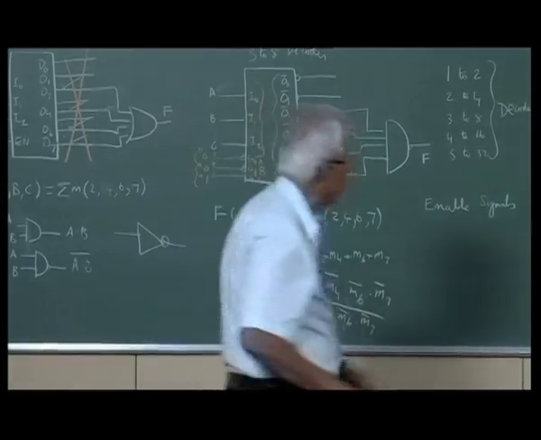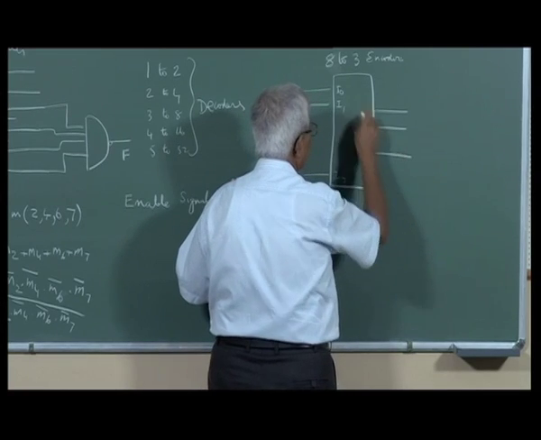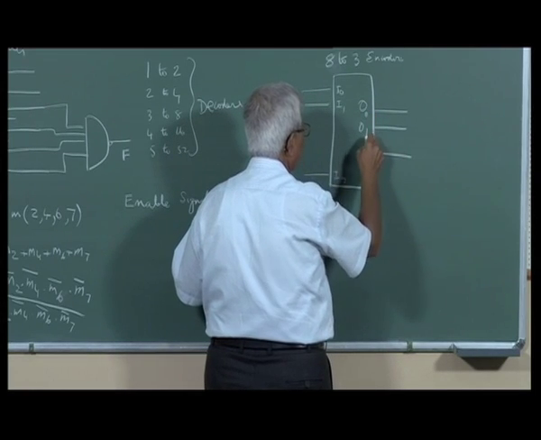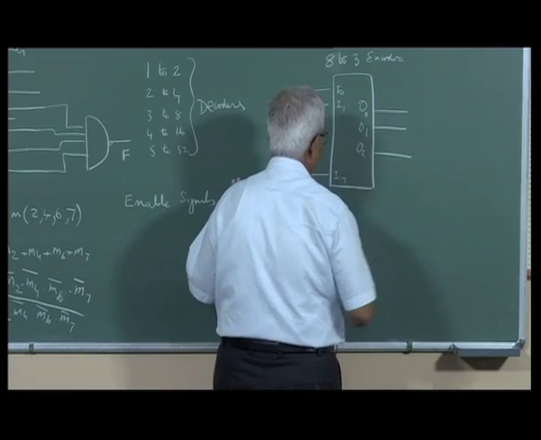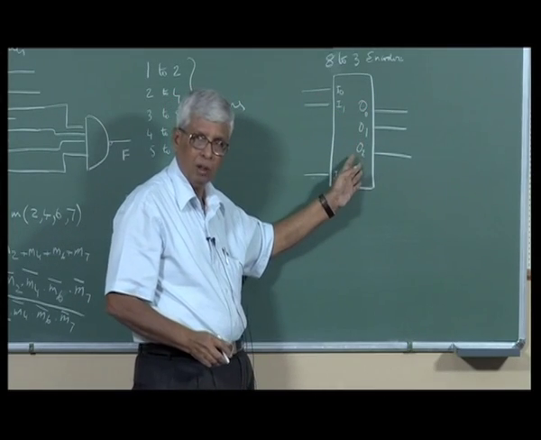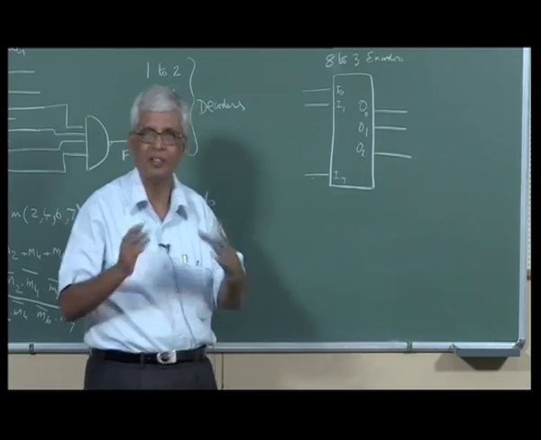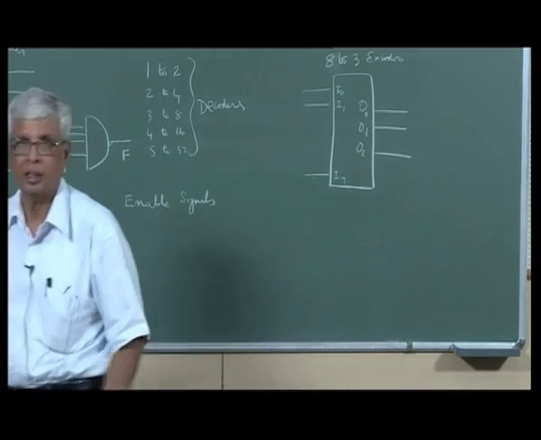Now, 3 outputs, O0, O1, O2. Here also there are positive outputs or low outputs, high outputs, enable, everything is there. I am not going to discuss every one in detail, we already talked about it.